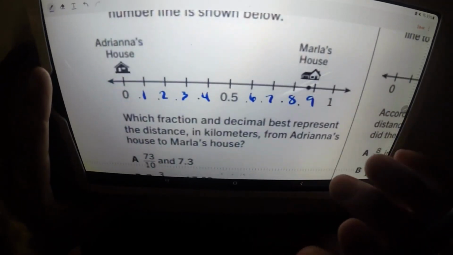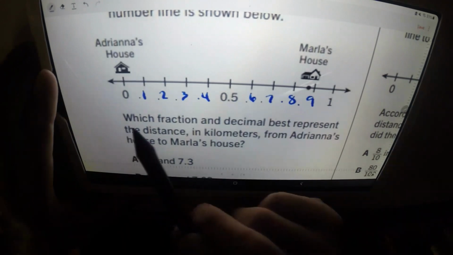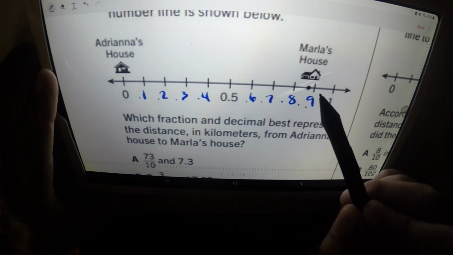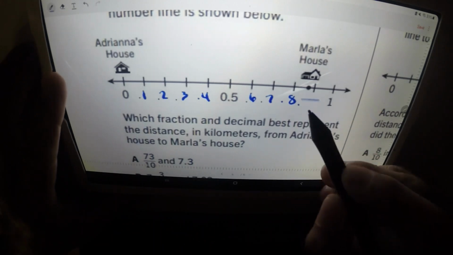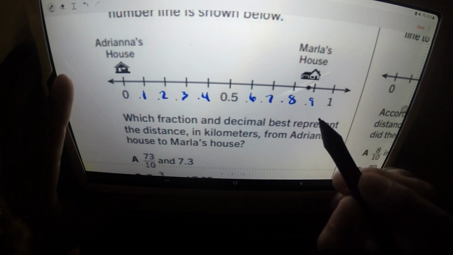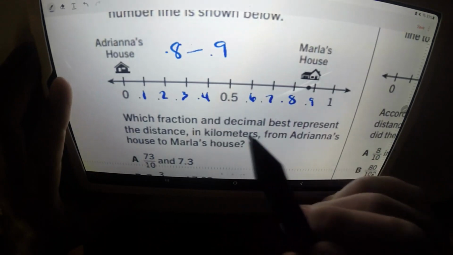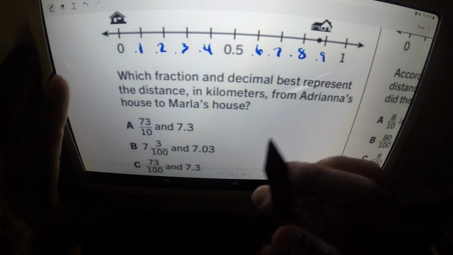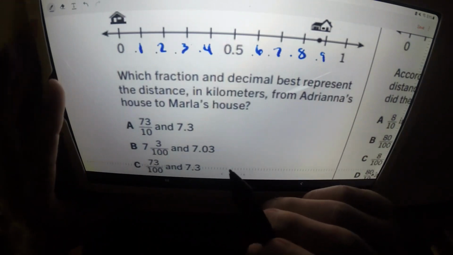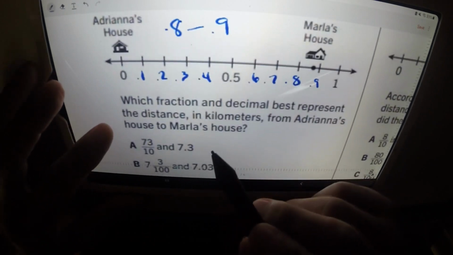So which fraction in decimal represents the distance in kilometers from Adriana's house to Marla's house? Like I said, this is 0.9. So we can see this mark here is between 0.8 and 0.9. Somewhere between 0.8 and 0.9, right? That's where our answer lies. Now, the answers they give don't seem to correspond correctly. Again, we're looking for somewhere between 0.8 and 0.9.